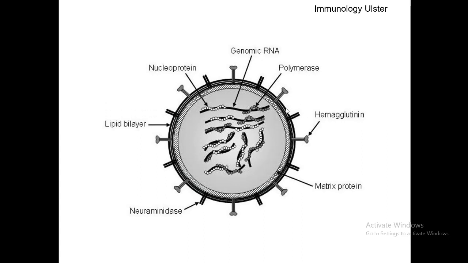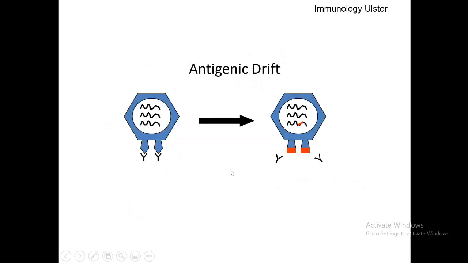So this is the basic structure of a virus. You have the protein coat, I suppose, and the ligands that are expressed on the outside, which help attachment to the cells. Then you have the nucleoprotein, the genomic RNA, and the matrix protein. So that's a typical picture of a virus.